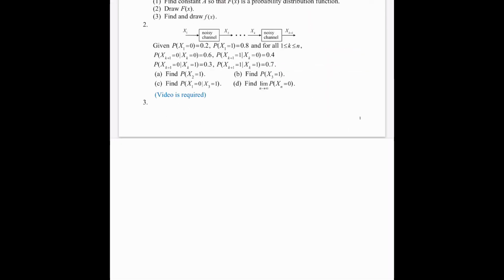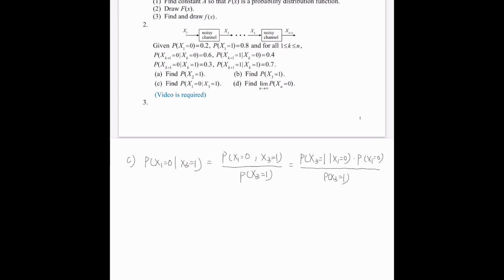Question C. Find the probability of x1 equals 0 given x3 equals 1, which equals probability of x1 equals 0 and x3 equals 1 over probability of x3 equals 1, which equals probability of x3 equals 1 given x1 equals 0 times probability of x1 equals 0, over probability of x3 equals 1.